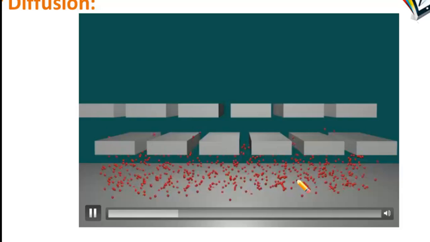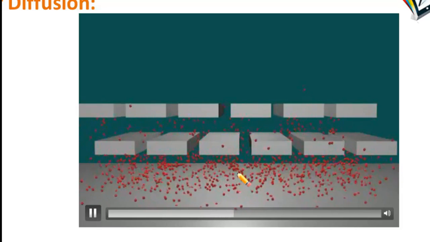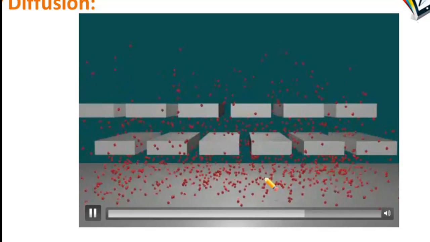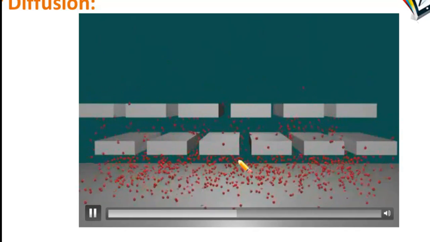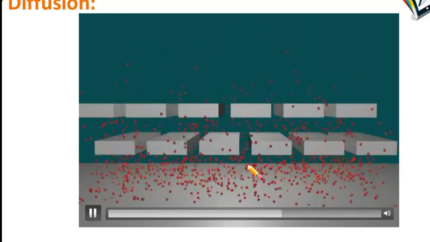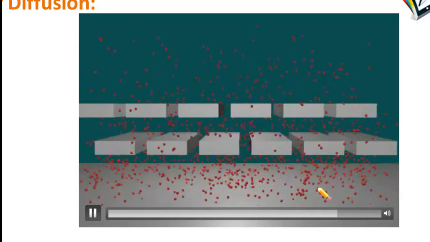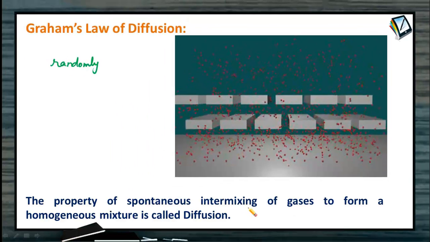See, these gas molecules are trying to occupy the entire available space. They are not stationary, they are moving randomly and they occupy the entire available space, isn't it? So this property of spontaneous intermixing of gases to form a homogeneous mixture is called diffusion.